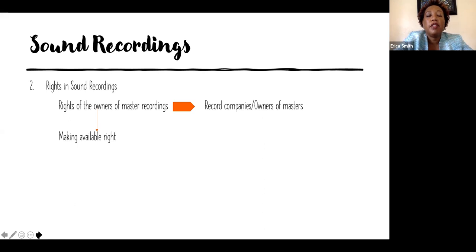And the making available right is a part of the communication to the public right. And it's important because in the traditional environment, you have a right called public performance, for both the owners of the copyright, the writers, authors, publishers, as well as the owners of the song recording. You should be familiar with the concept of public performance. And why is that important?